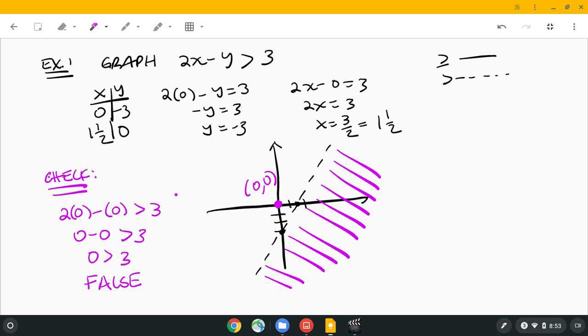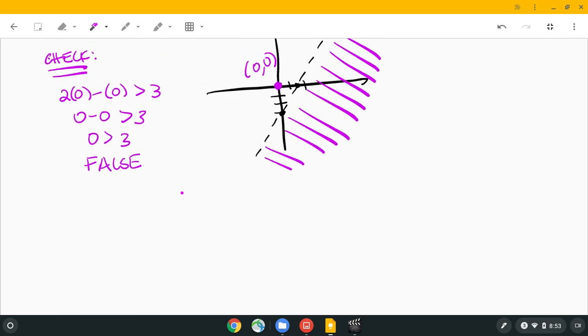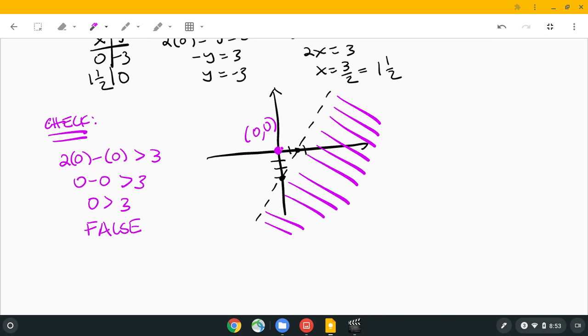Let's take a look at another example. Let me back up. So you see how we chose this point? Again, you could have chosen any point. Another good point to choose right here, 0, 1 is a good point, right? You can choose any point on either side. You could have chosen, let's see, 1, 2, 3, 4, 5. You could have chosen 5, 0, right? That's away from the line. And if you plugged in 5, 0, you would have gotten a true statement. It would have worked, okay?